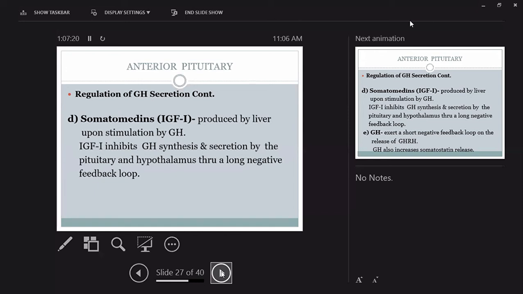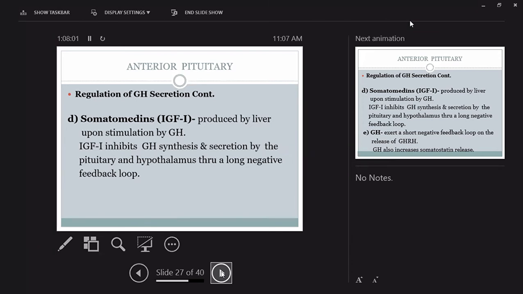Somatomedins, insulin growth factor 1, insulin-like growth factor 1. This is produced in the liver upon stimulation by growth hormone. IGF-1 inhibits growth hormone synthesis and secretion by the pituitary and hypothalamus through a long negative feedback loop. Of course, if there is too much supply of your growth hormone, it has to be regulated. It has to be stopped.